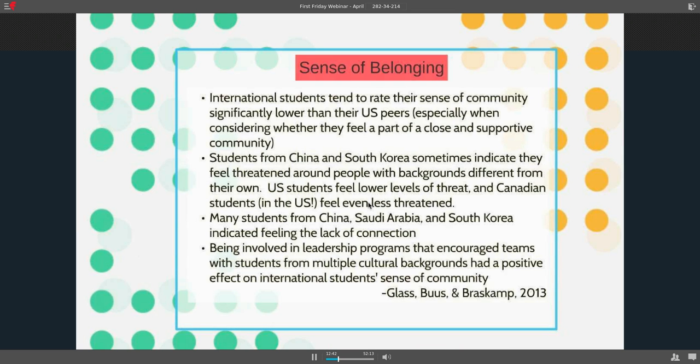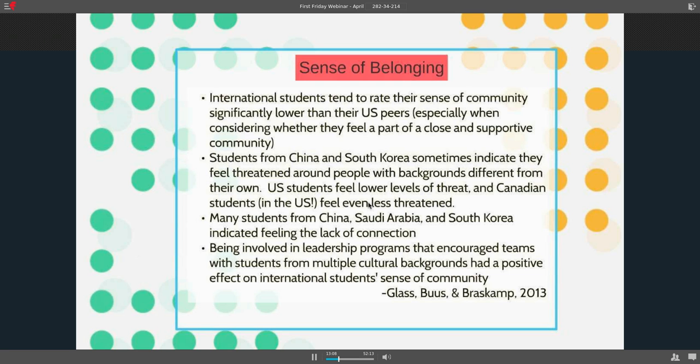So obviously in residential life, we think a lot about sense of belonging. What is interesting to note, and probably not surprising, is that our international students tended to rate their sense of community and sense of belonging significantly lower than their U.S. peers, especially when considering whether they felt part of a close and supportive community. Again, I think because of all the acculturative stress that we've been talking about, this is not surprising, but it is something that we do need to be aware of.